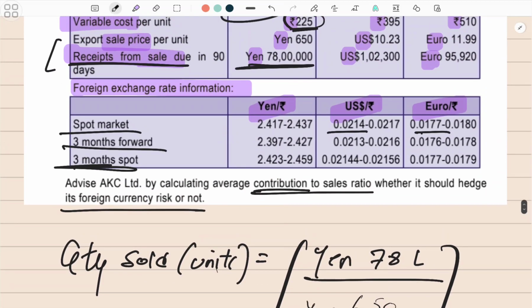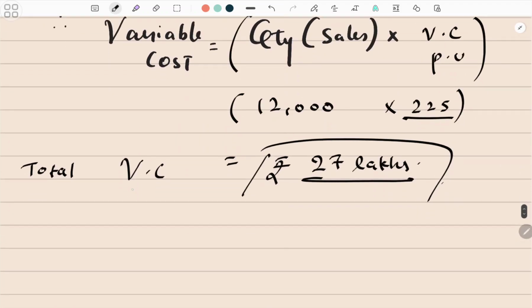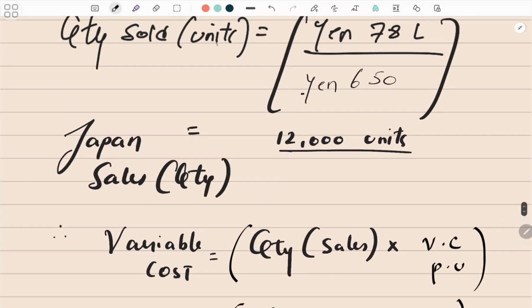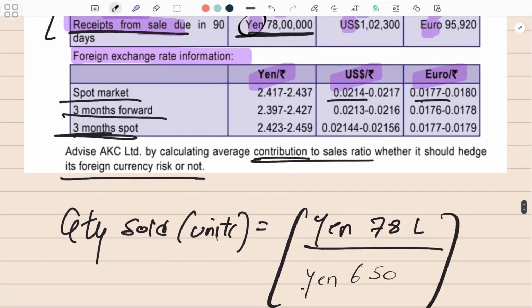See, my total sales are given to me in yen and my VC, variable cost, is in rupee. So I cannot do this calculation. Both the currencies are not the same. But more importantly, they've asked me to hedge, and that's the reason they've given me the foreign exchange rates. So in the first option, let's do it by hedging.